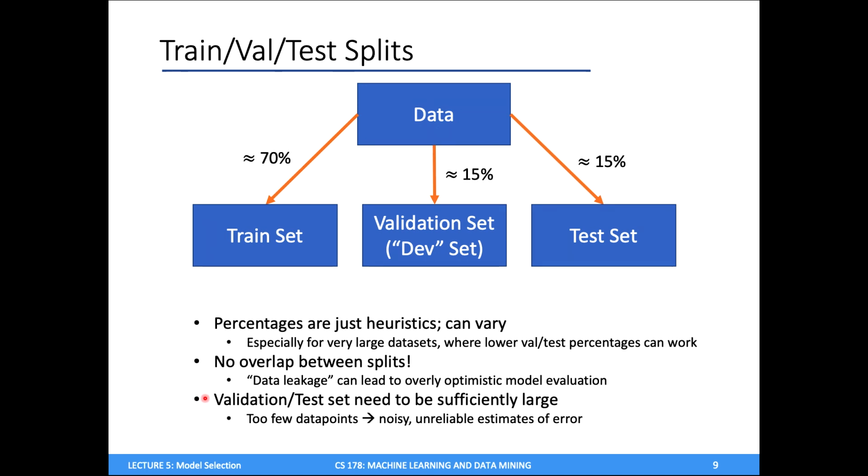As I mentioned before, your validation and test sets just need to be sufficiently large to have a good evaluation. If you have too few data points in your validation set or your testing set, when you go to evaluate your models on these subsets, you're going to get a noisy, unreliable estimate of the error. So, for example, imagine your validation set had only 25 data points. Well, if you're evaluating your error on just 25 data points, it's not going to be a very reliable estimate of that error. So, again, you don't need to make these 15% of your data, but just large enough that you get a reliable estimate of your error.